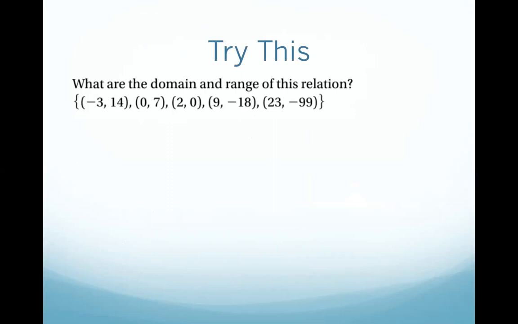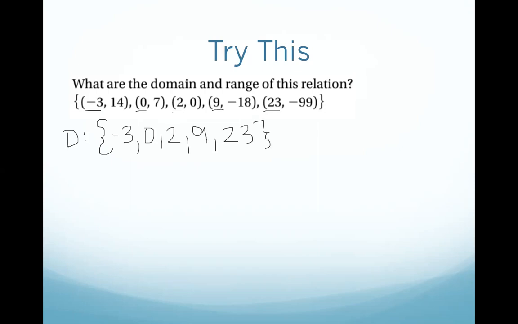So let's start with domain. I'm going to abbreviate domain with just a capital D, D for domain. My domain is my set of all inputs. Because I'm going to be listing my input values, I'm going to put a set bracket or a curly bracket. And then I'm going to list all of my X values. So here I'm looking at the first coordinate of each of these ordered pairs. That's -3, 0, 2, 9, and 23.